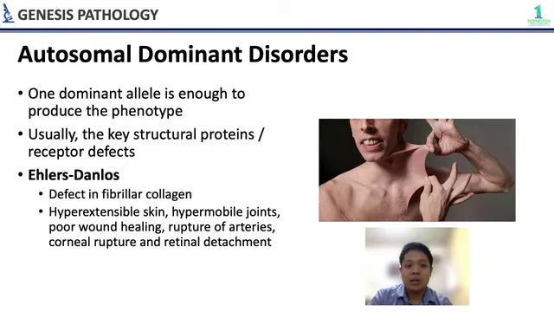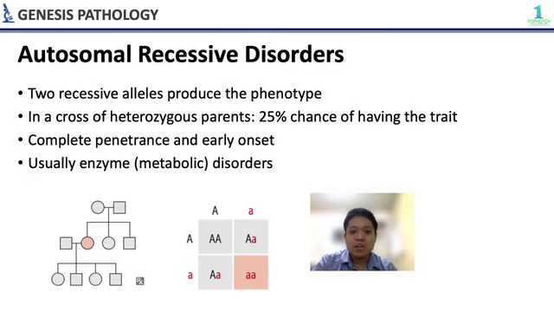Next, you have Ehlers-Danlos, which is a defect in fibrillar collagen. They manifest with hyperextensible skin, hypermobile joints, poor wound healing, rupture of arteries, corneal rupture, and retinal detachment. Next pattern of inheritance is autosomal recessive disorders.